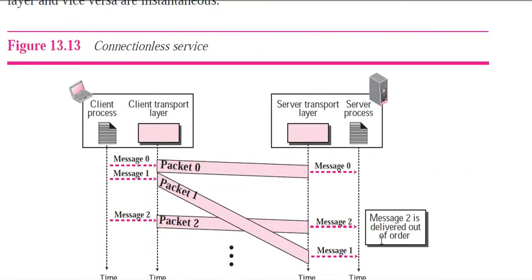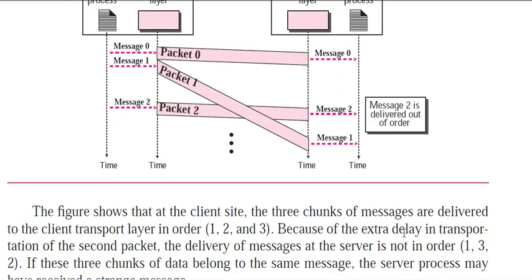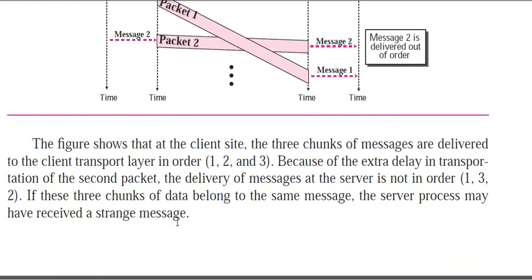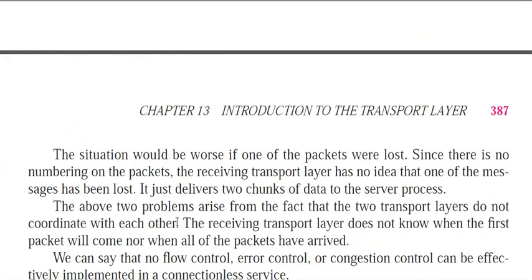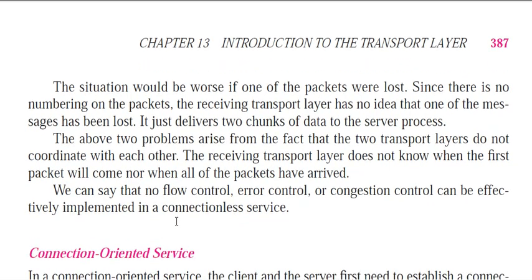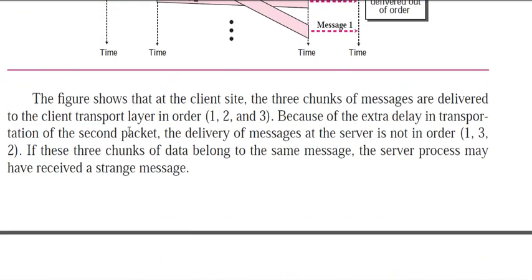Message 2 is delivered out of order. And the figure shows that at the client side, the three chunks of messages are delivered to the client transport layer in order 1, 2, and 3. Because of extra delay in transportation of the second packet, the delivery of messages at the server is not in order 1, 3, 2.